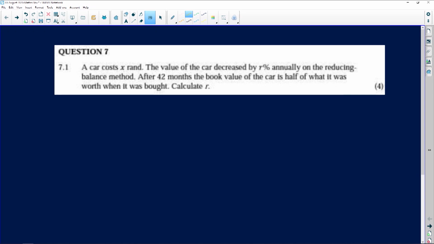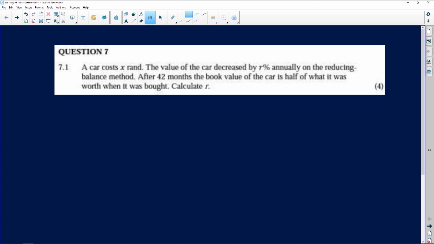Okay, so the first question that we're going to focus on is one that talks about a situation where a car that costs X rands is going to experience a couple of things. So let's read through the question together. A car costs X rands. The value of the car decreased by R% annually on the reducing balance method. After 42 months, the book value of the car is half of what it was worth when it was bought.